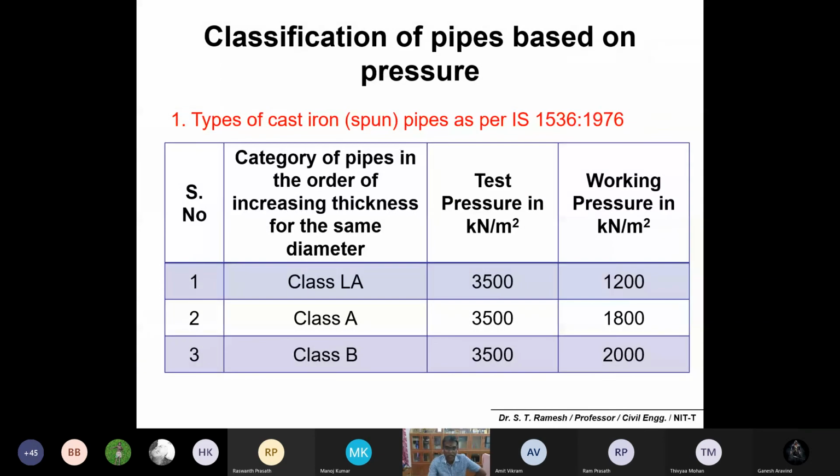So these are some of the IS code specifications. At least have a look. Different classification of pipes based on pressure as per IS 1536 1976: class LA, class A, and class B. You can remember the working pressure in terms of kilonewton per meter square. Class LA is about 1200, class A is 1800, class B is 2000 kilonewton per meter square of working pressure.